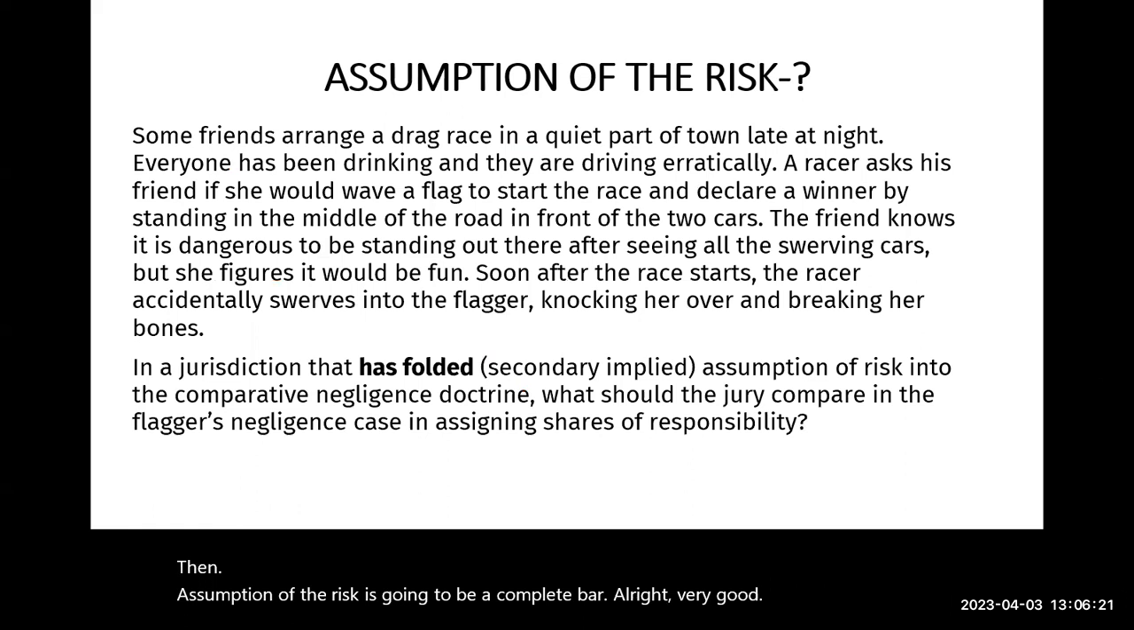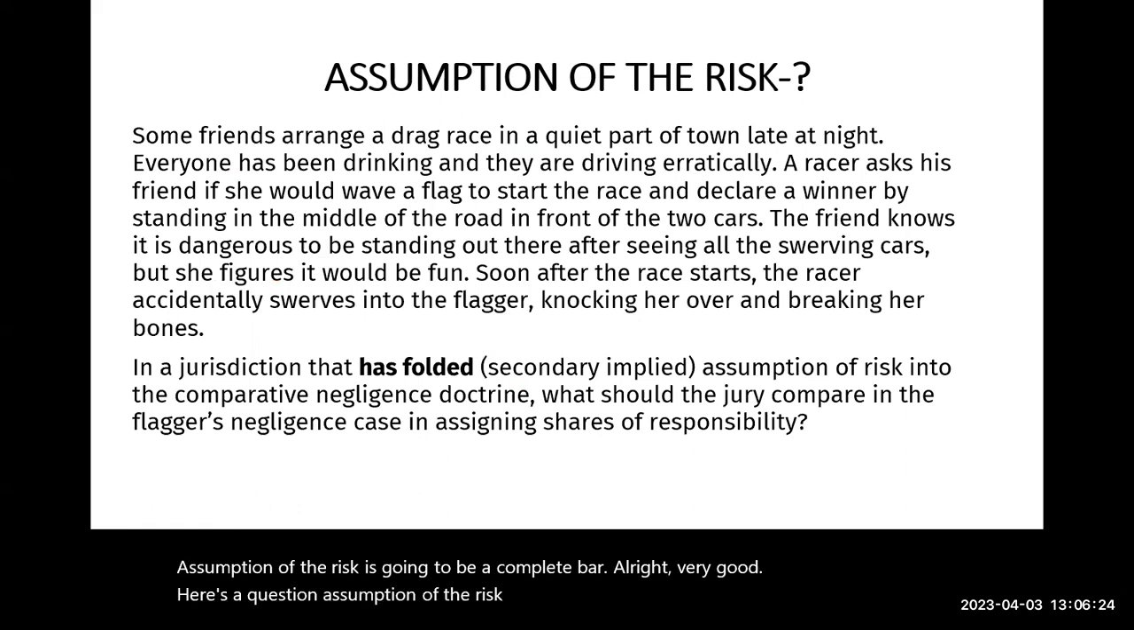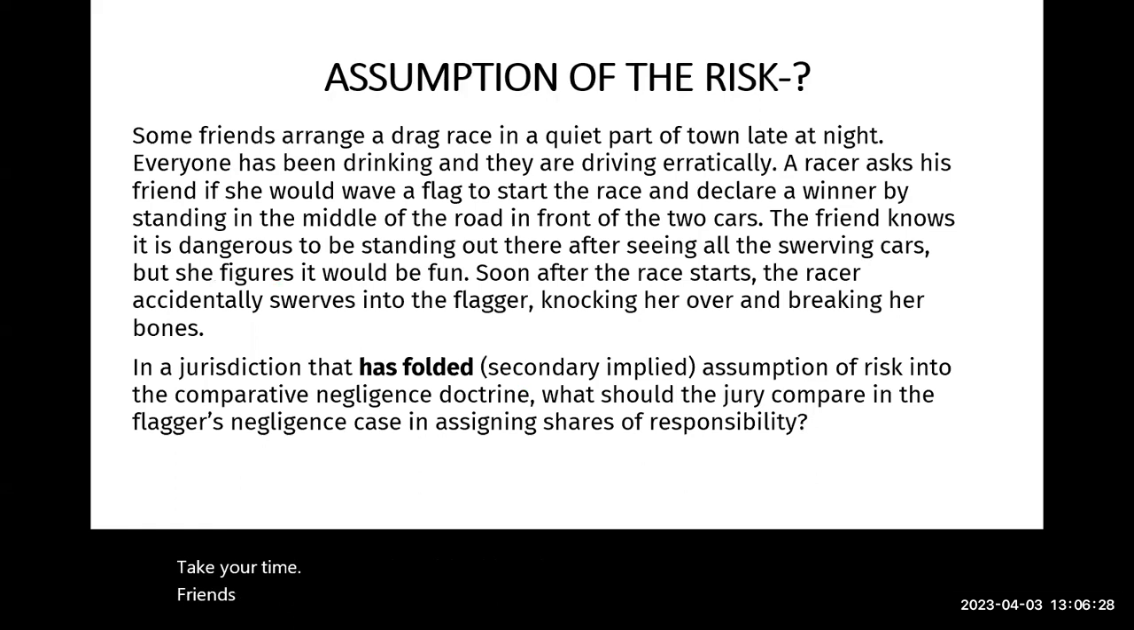Here's a question. Assumption of the risk. Ready? Take your time. Friends arrange a drag race. Quiet part of town, late at night. Everyone's been drinking, driving erratically.